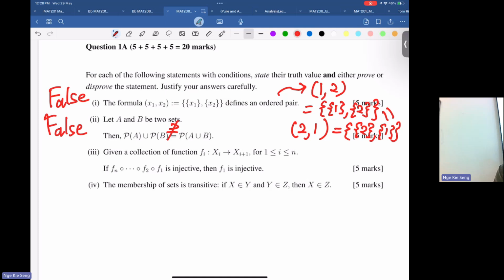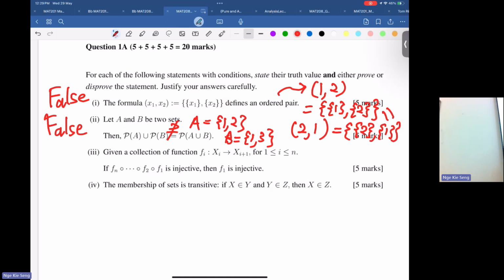I think most of you did it quite well if you did it right. You could simply take A equals {1, 2} and B equals {1, 3}. So what is A union B in this case? It's {1, 2, 3}. So {1, 2, 3} is one of the subsets of A union B, right? But how about on the other side?